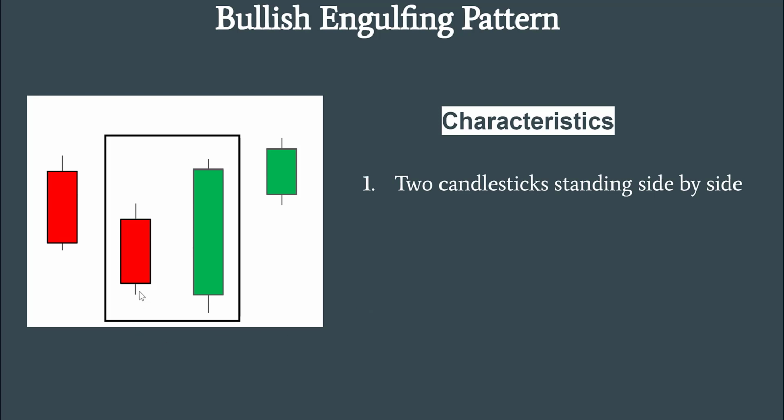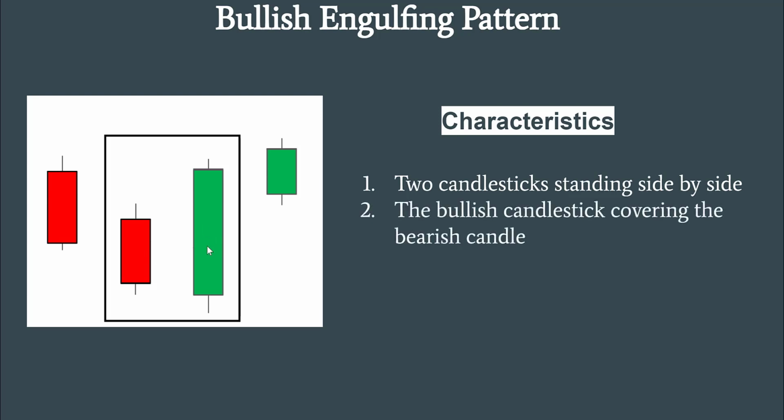Number one, we say the two candles have to be standing side by side. Now if you look at these two bearish candles, they are not side by side. Okay, this candle is lower than this, right? But if you look at this bearish candle and this bullish candle, you discover that they are side by side. So that's the first characteristic you have to look out for. The two candles must be standing side by side. Number two, the bullish candle should cover the bearish candle. Okay, that's where the word engulfing pattern originated from.